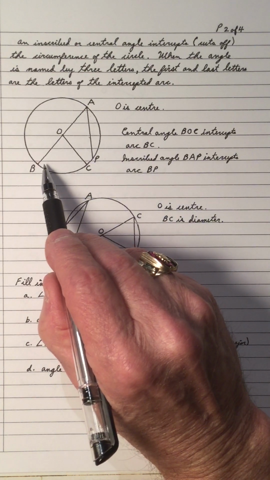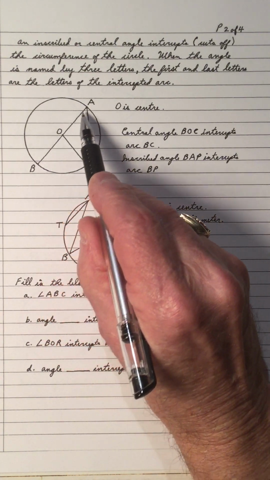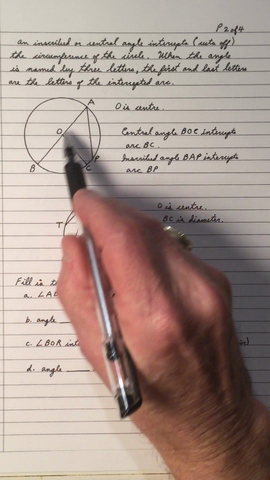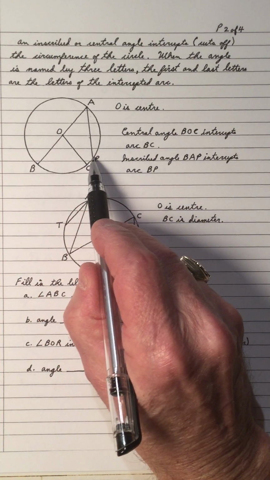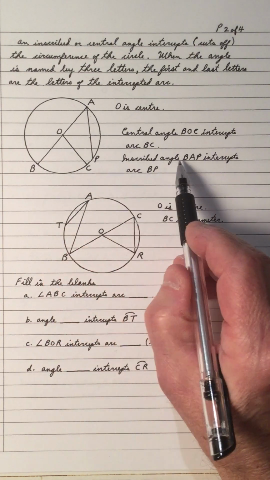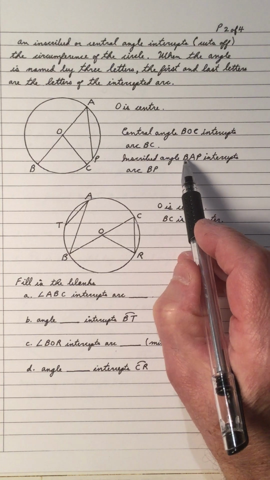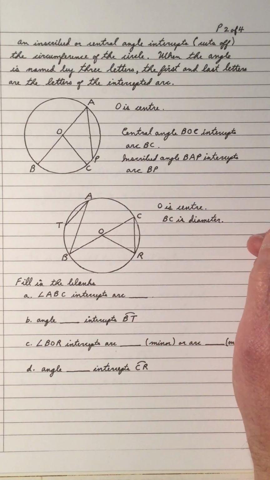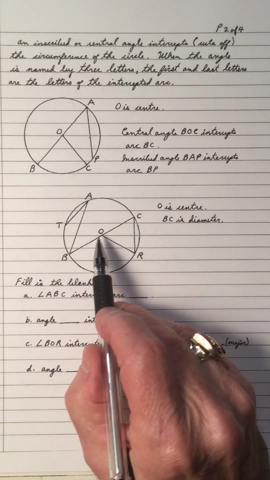So the inscribed angle is made up of 2 chords with a common endpoint. The common endpoint is A. So BAP is an inscribed angle intercepting the arc BP. Notice B and P are the first and last letters of the angle when you name it with 3 letters. Now I have another diagram.